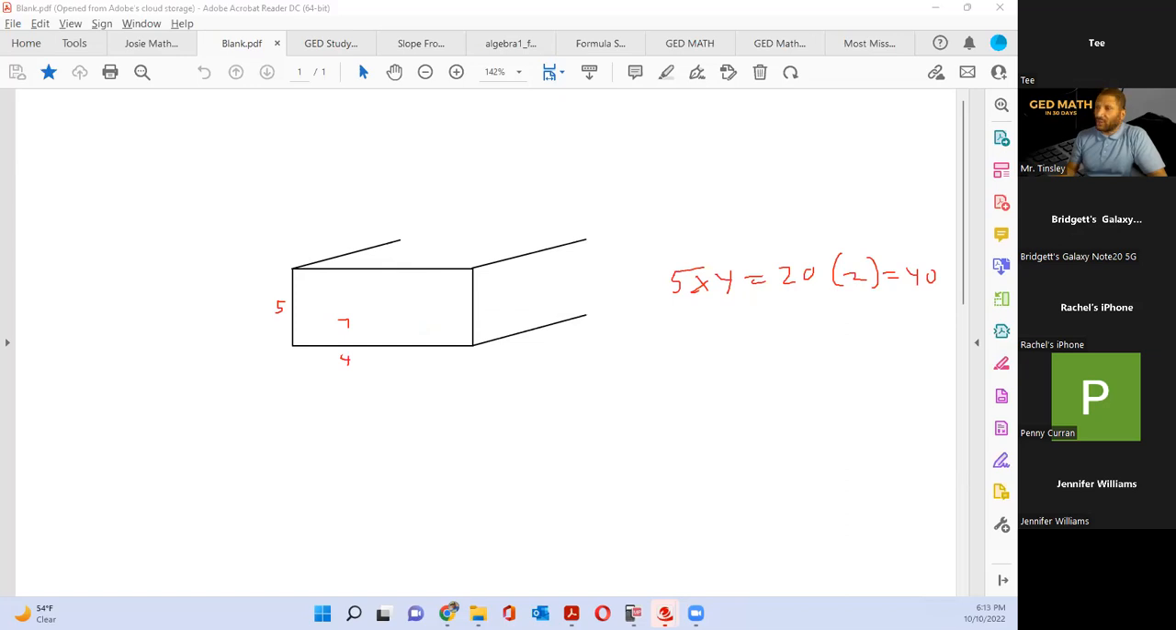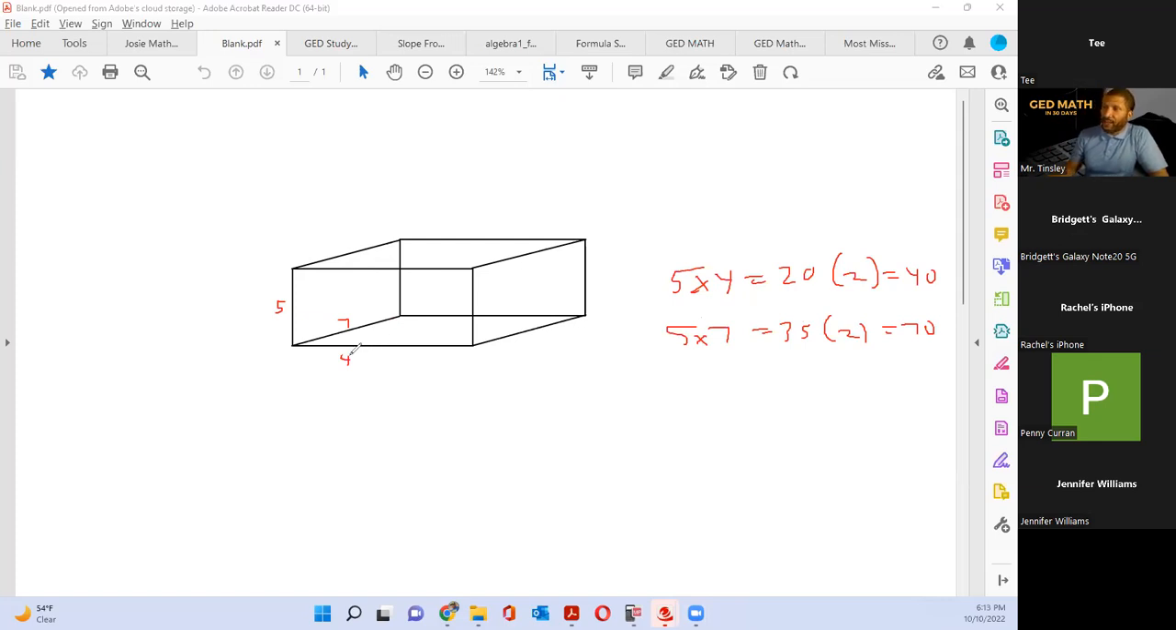Oops, didn't mean to erase all that. I just wanted to erase the little red squiggly lines. Now, if we look at this surface, the 5 by 7 is 35. But again, we got another side of that. So you times that by 2. That's 70. So we did the front, we did the back, we did the left and the right. Now we need the top and the bottom.